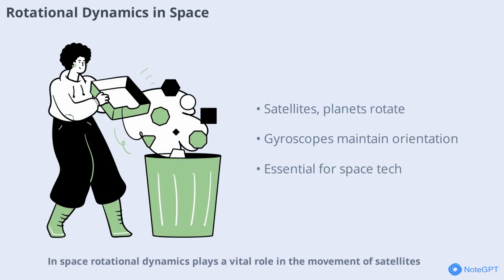In space, rotational dynamics plays a vital role in the movement of satellites, planets, and spacecraft. Engineers must account for rotational motion when designing and controlling these objects. For example, satellites use gyroscopes to maintain orientation, and astronauts use rotational dynamics to maneuver in zero gravity. Understanding these principles is essential for space exploration and technology.